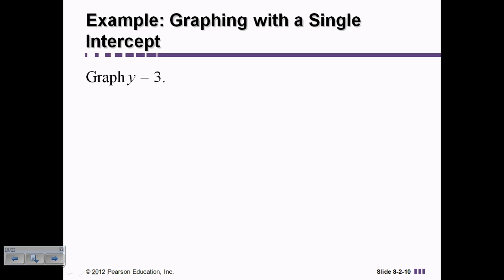All right, so how do we graph when we just have an x or a y? We don't have both. So what we're going to look at here is our chart, or our table of values. What I'm telling you to do is pick numbers for x and find y. Well, the catch is we know y is 3. So no matter what you pick for x, y is 3. So pick random values for x.